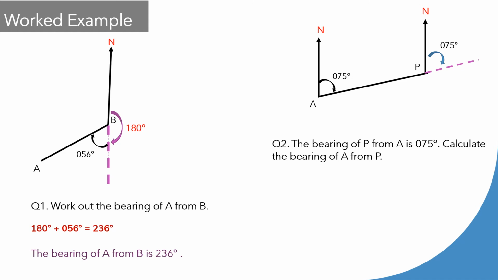Now I have a part of my bearing and the second part will be my 180 degrees. Following the same rule, angles on a straight line add up to 180 degrees. If I add both of them, I'll get the answer as 255 degrees. And this is how I'm going to write my bearing of A from P in 3 figures.